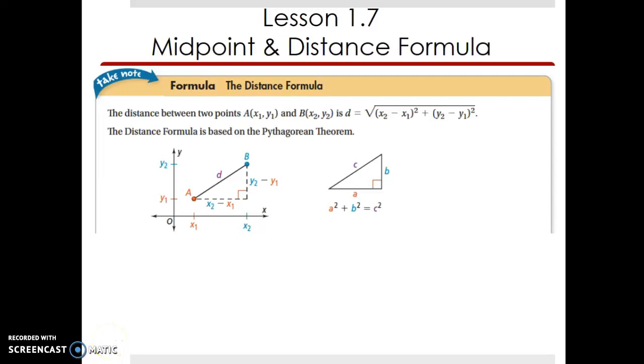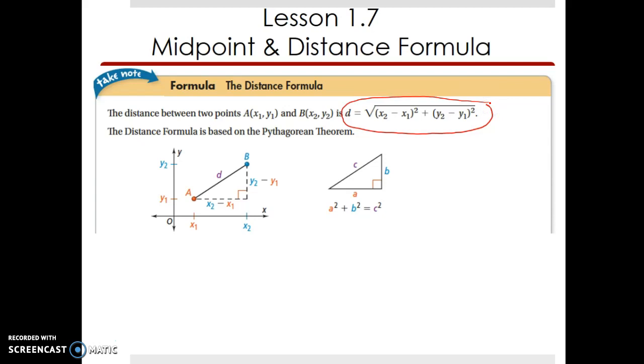This is lesson 1.7, part 2. In the last lesson, we focused on midpoint. In this lesson, what we're going to focus on is the distance. So to use distance, we have to use the distance formula.